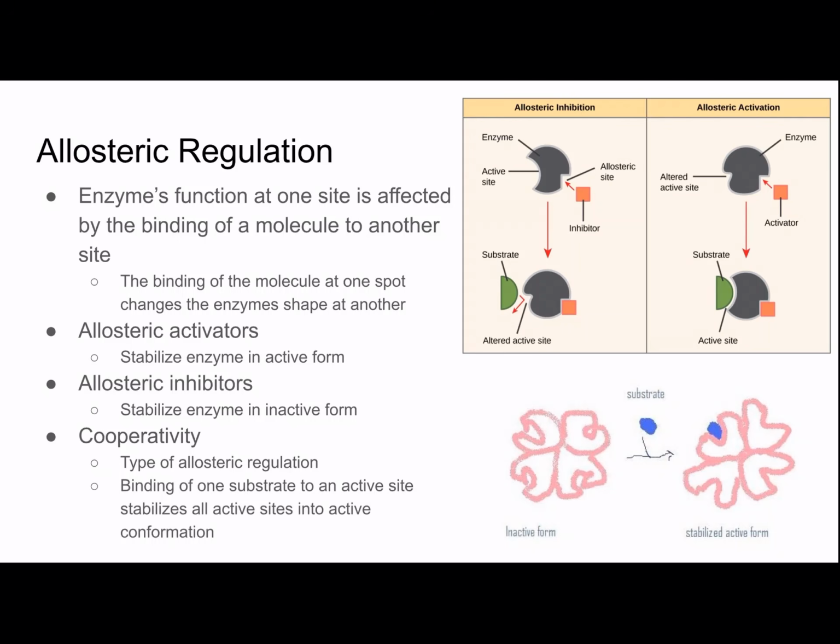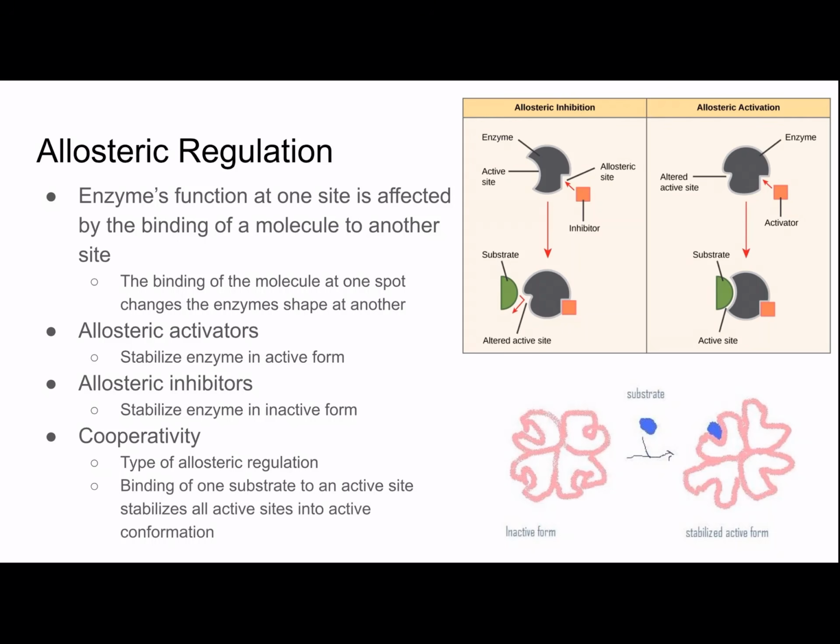Allosteric inhibition. This is kind of like the non-competitive one again that we talked about. The inhibitor binds to a spot on the enzyme, the allosteric site. It's not the active site, but it'll change the shape of the active site so that the substrate can no longer bind. Allosteric activation is the opposite. The activator binding to a site on the enzyme changes the active site so that it can bind to a substrate. And then below, that's cooperativity.